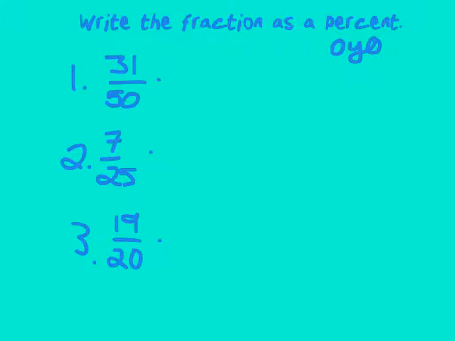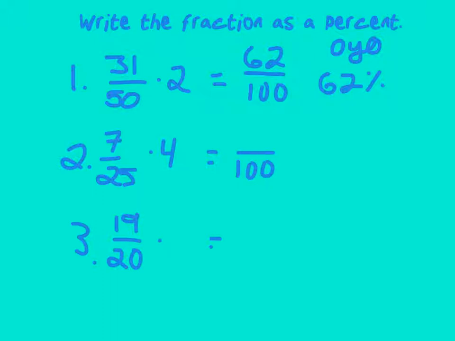Okay, let's figure out what did you multiply number 1 by to get to 100. You should have multiplied by 2 because 50 times 2 will give you 100. 31 times 2 would give you 62. And so the answer to number 1 is 62%. On number 2, you multiply by 4. 25 times 4 gives you 100. 7 times 4 gives you 28. And so the answer is 28%.